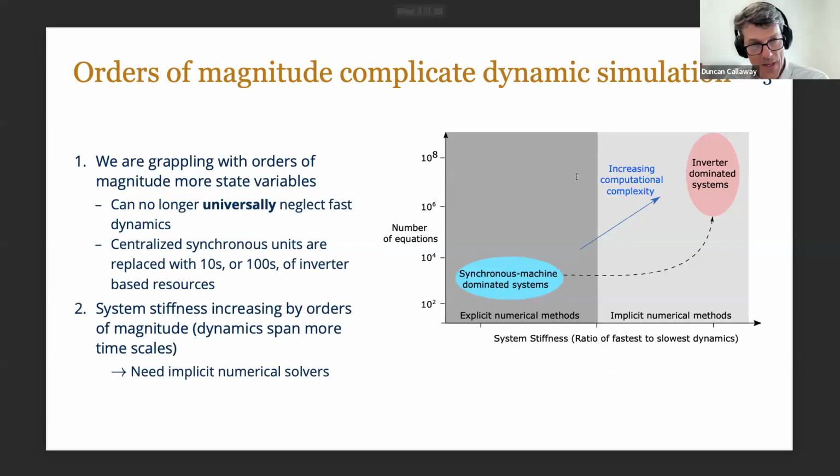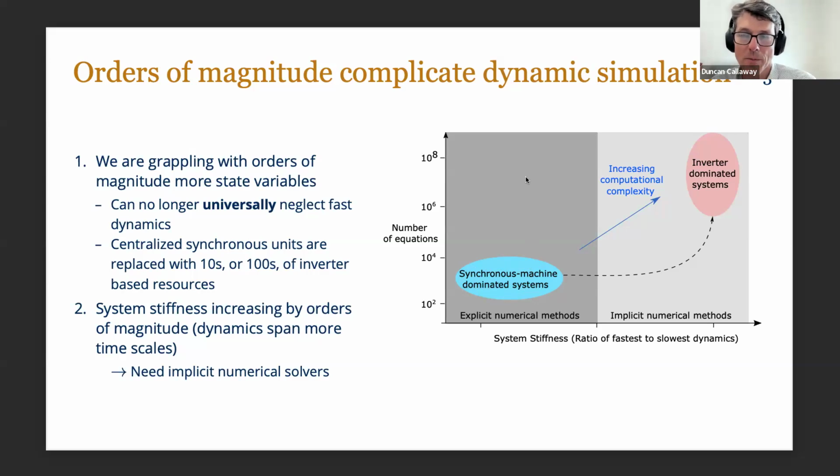So when we think about our choices for doing dynamic simulations, we're beginning to grapple with orders of magnitude more state variables. What we're looking at on the x-axis here is the number of equations that you might write down to do a dynamic simulation. Back in the day, 5-10 years ago, we were thinking about synchronous machine dominated systems. One might have hundreds, thousands of equations to write down in a large area study.